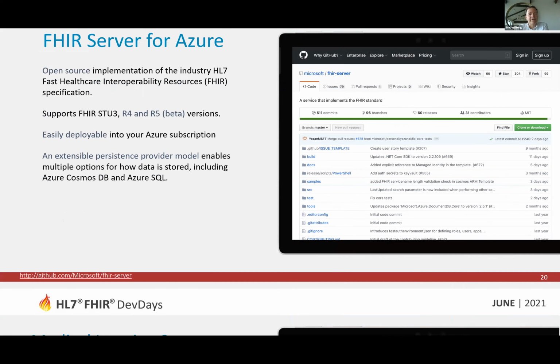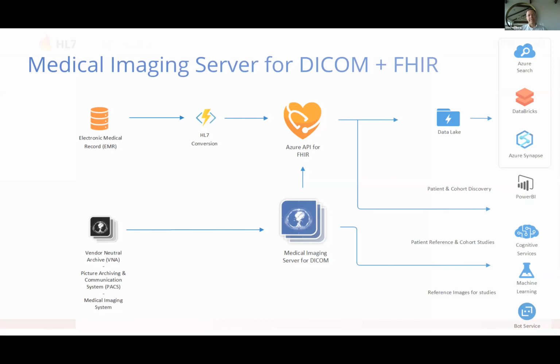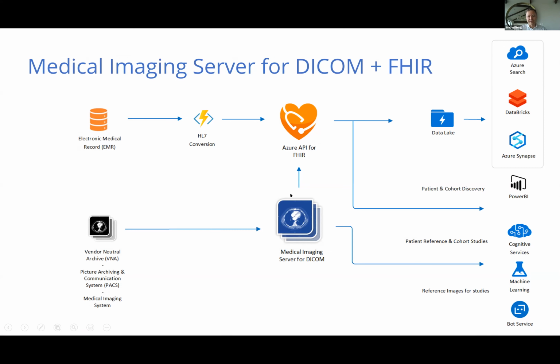And if we look down here, we also have the medical imaging server for DICOM. It's also an open source server that enables DICOMweb systems. So in other words, we've got a FHIR service. We've got a DICOM service. Now, how do we tie these two things together? And we do that with something called DICOMcast. And so you'll see DICOMcast is this little piece right here. I'll show you more in just a moment.